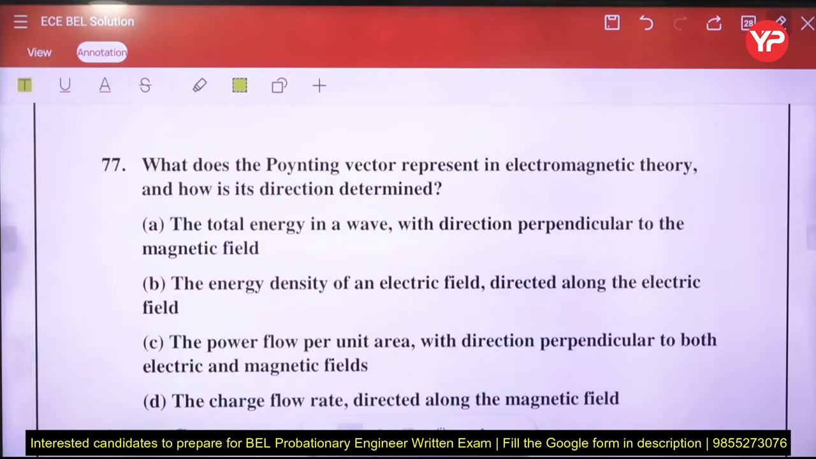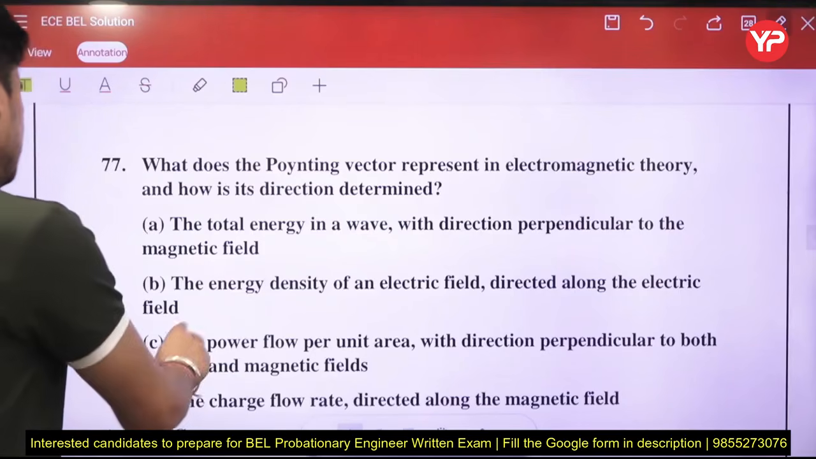What does the Poynting vector represent in electromagnetic theory? How is the direction determined? Basically, the Poynting vector represents the energy flow per unit area, and its direction is perpendicular to both the electric field and the magnetic field. So which will be the answer? The answer will be C for this one.